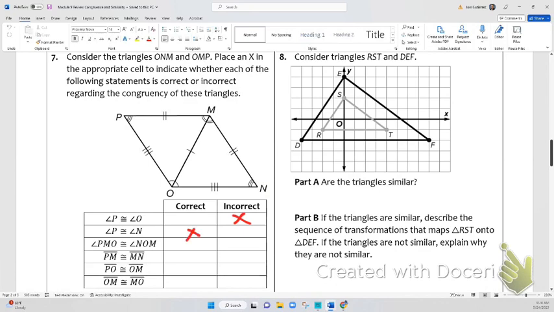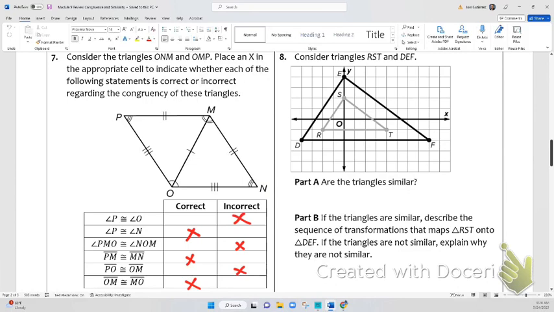And then to save myself a little bit of time, I'm just going to go ahead and put the rest of these on here for you, because a lot of you guys should be able to figure these out without my help. So this one's going to be incorrect, this one's going to be correct, this one's going to be incorrect, and the last one, of course, is going to be correct.